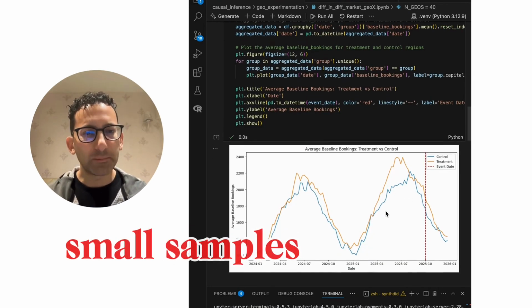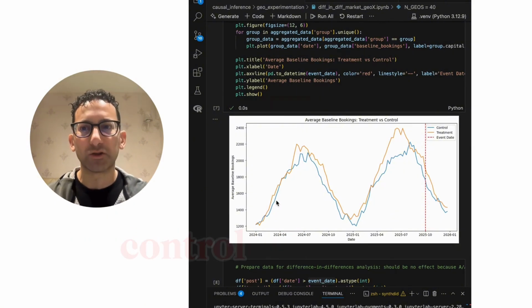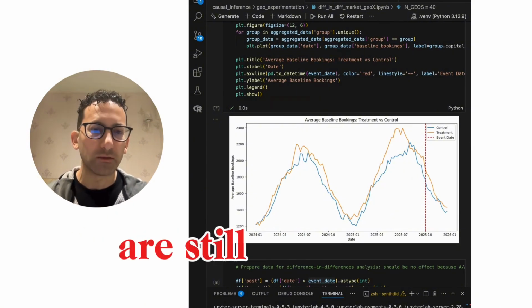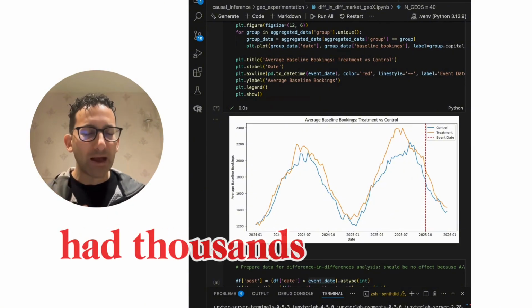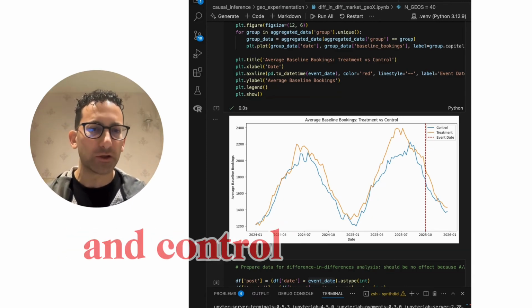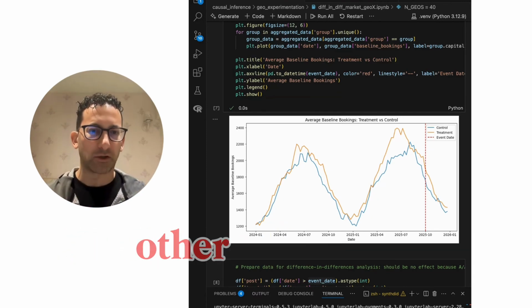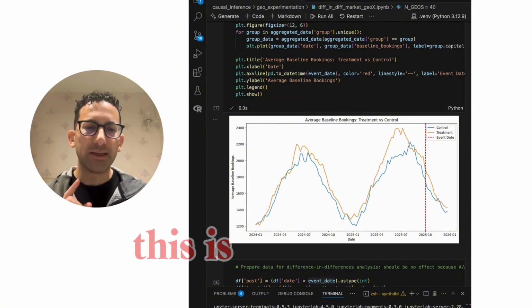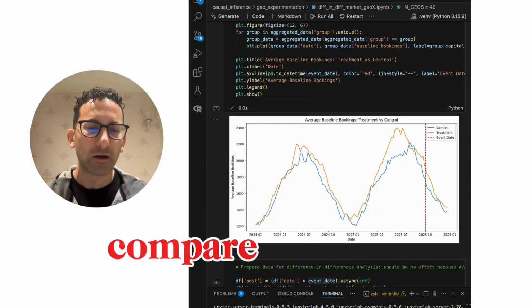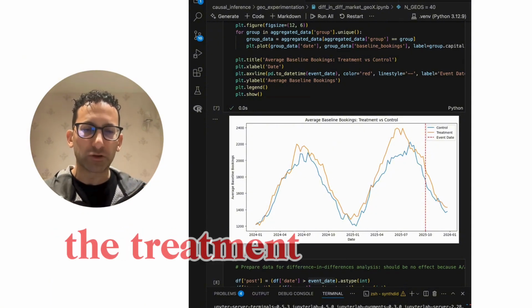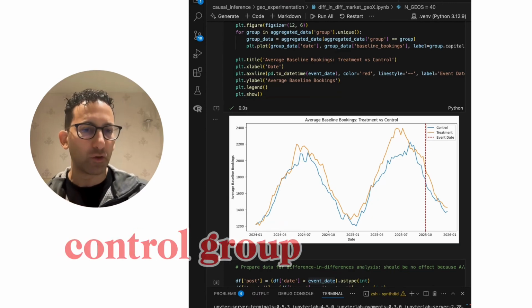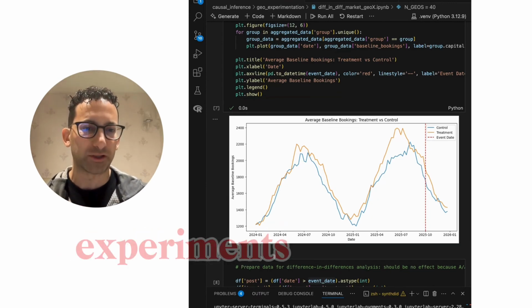But in small samples, if I randomly assign them to treatment and control, the treatment and control are still quite different, right? If you had thousands of these observations, the treatment and control group would be right on top of each other. But in small samples, they're different. This is why you cannot simply compare the mean outcome in the treatment group to the mean outcome in the control group when you're dealing with small sample experiments.